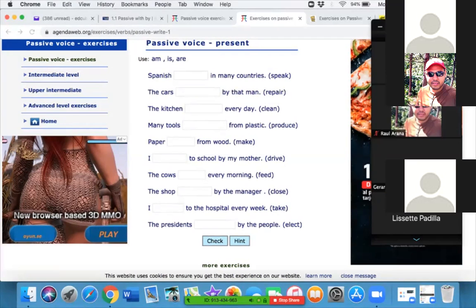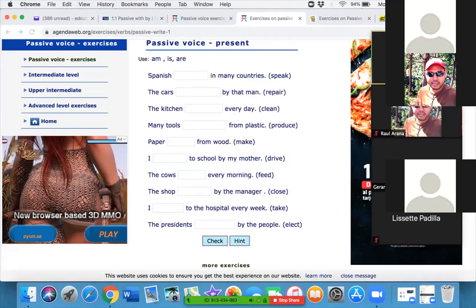The cars are repaired by that man. Very good, that is correct. The cars are repaired because the cars are plural. And remember, repair is ED because it's regular. Okay, number three. The kitchen is cleaned every day. Good, that's very good. The kitchen is cleaned. The same thing, regular verb, so it's ED.